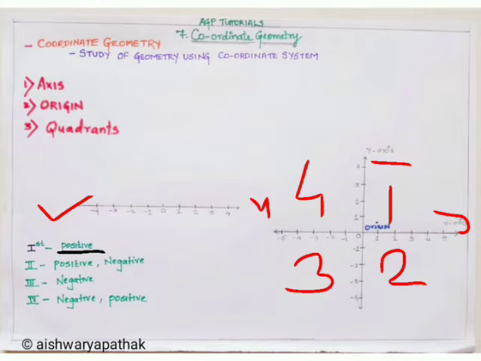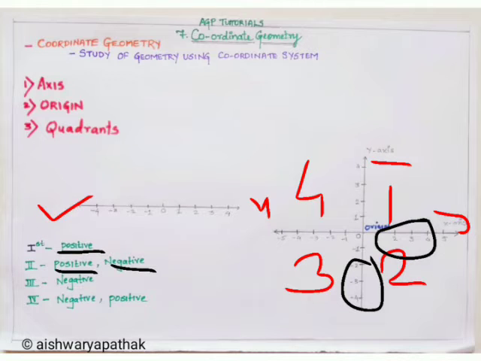Yes, the x coordinates are positive. Here I have written the positive first because the x coordinate is written first. And the y coordinates are negative, so I have written negative here. So in the second quadrant, the x coordinates are positive and the y coordinates are negative.